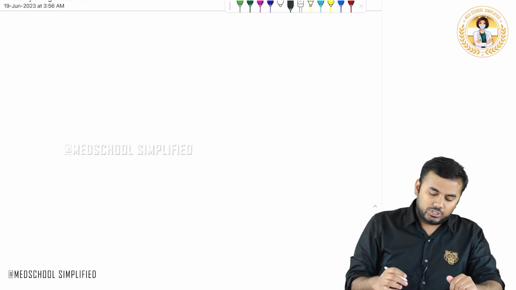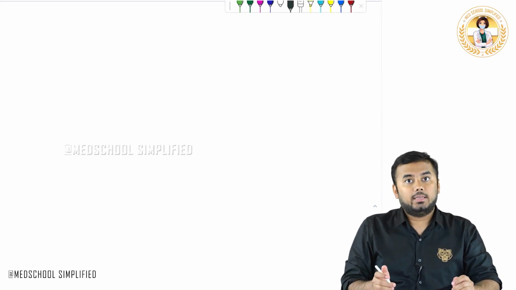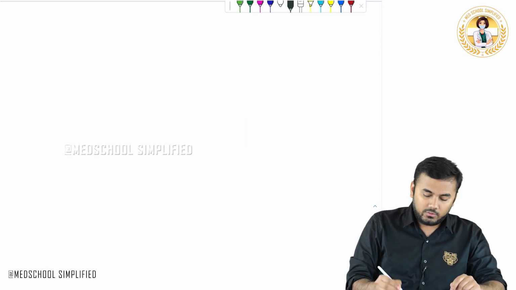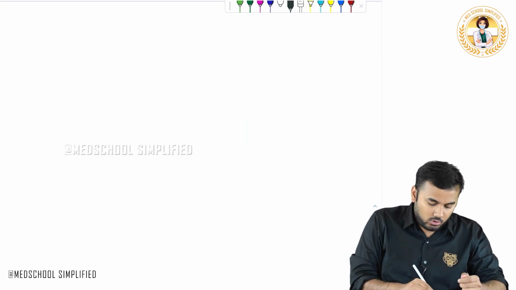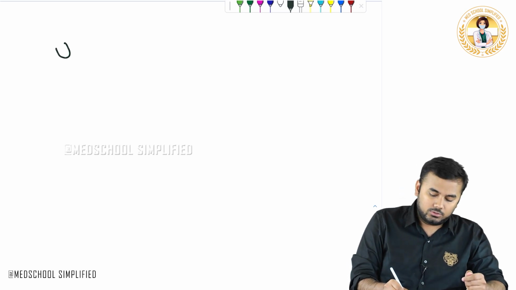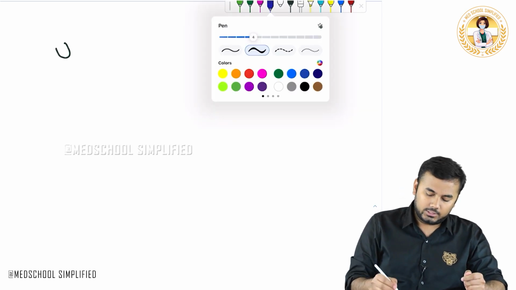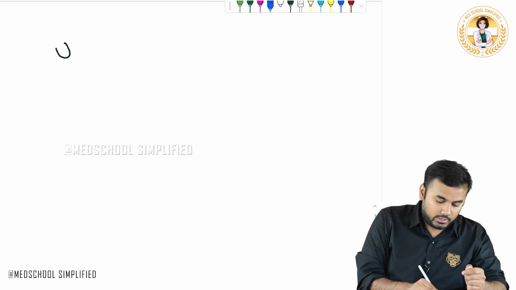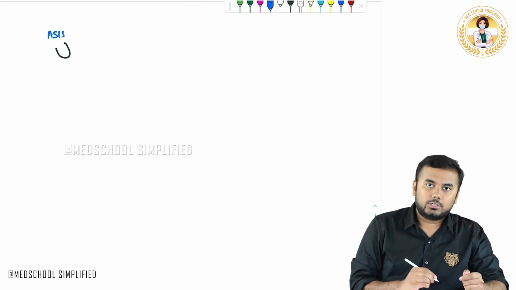Right, so now we shall be discussing mainly the inguinal region, the inguinal ligament and all these things. All of you know that this part whatever I have drawn here, this is your anterior superior iliac spine.